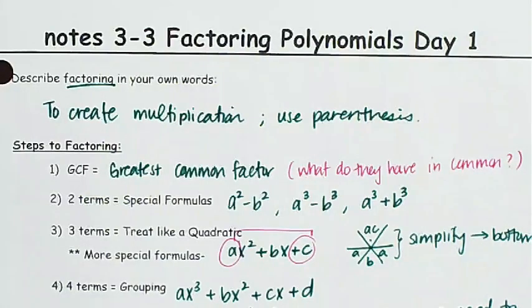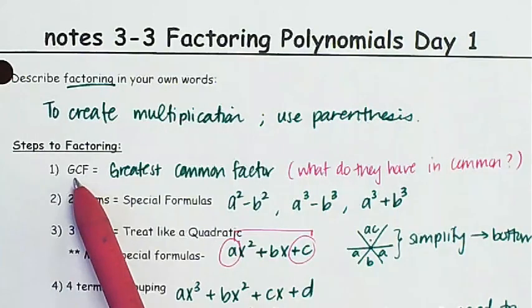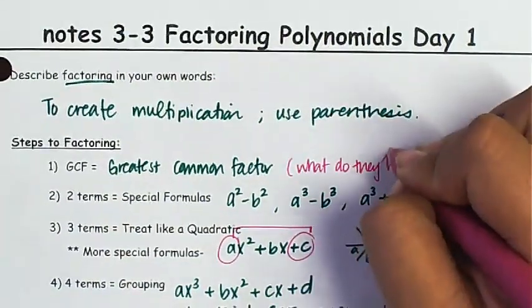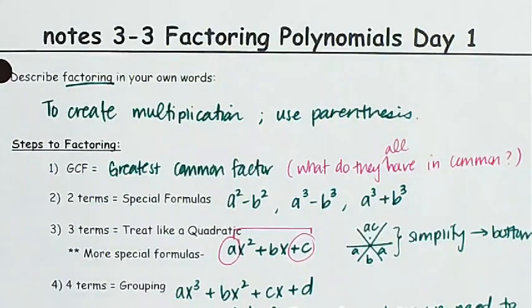Okay, so these notes are going to be on factoring polynomials. In order to factor, remember that we need to create multiplication. So at the end of the day, you have to ask yourself, do I have two or more things that are being multiplied? The steps to factoring are always going to be the same no matter what. The very first step is, what do they have in common? What do they all have in common? Maybe I should add that. All of them must have it in common.